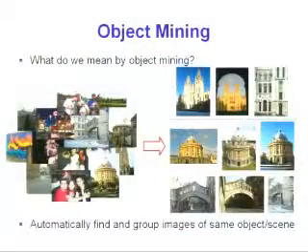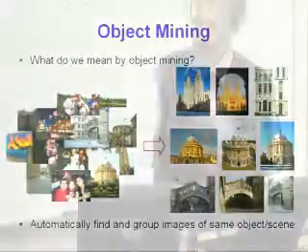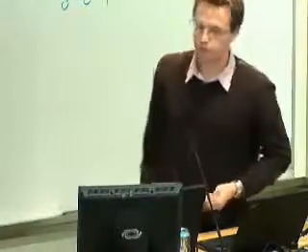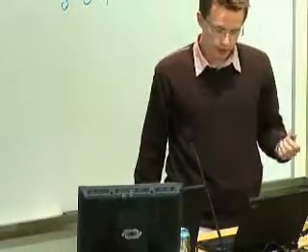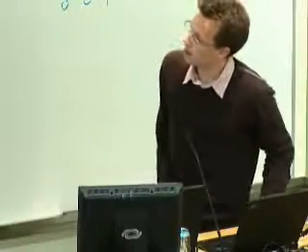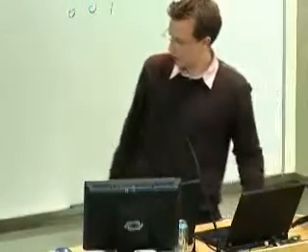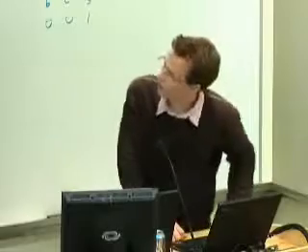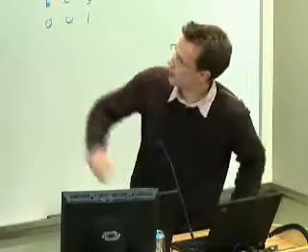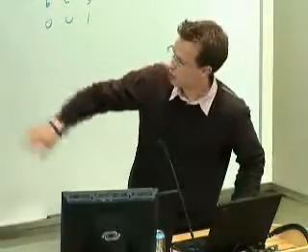Okay, so that sort of ends the first part of the talk. We saw how we can really improve particular object retrieval. And now we're going to apply these methods to a task, which is object mining. The goal here is to automatically find and group images of the same objects or scene. So we've gone from a large bunch of images on the left, and we've automatically pulled out these separate objects.